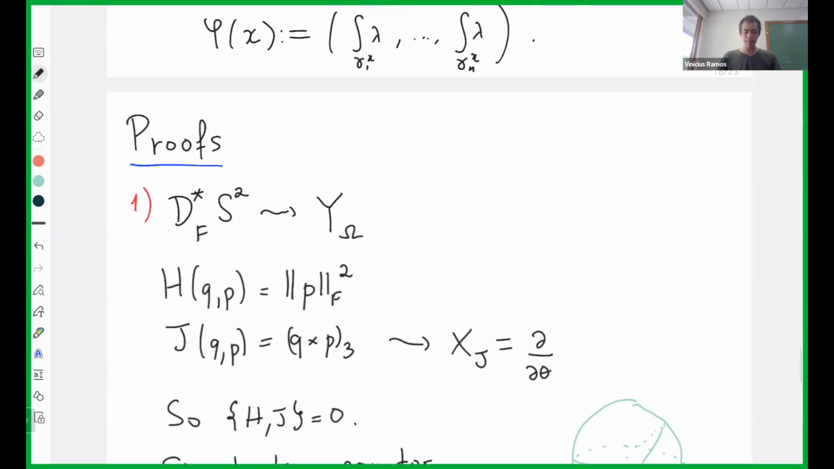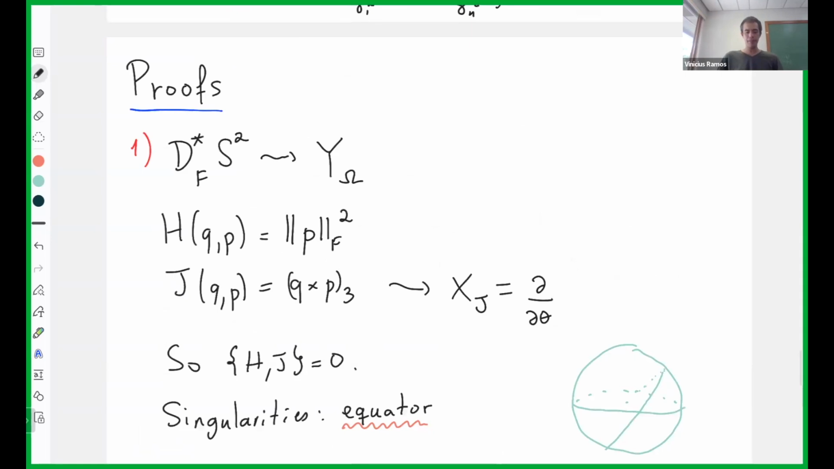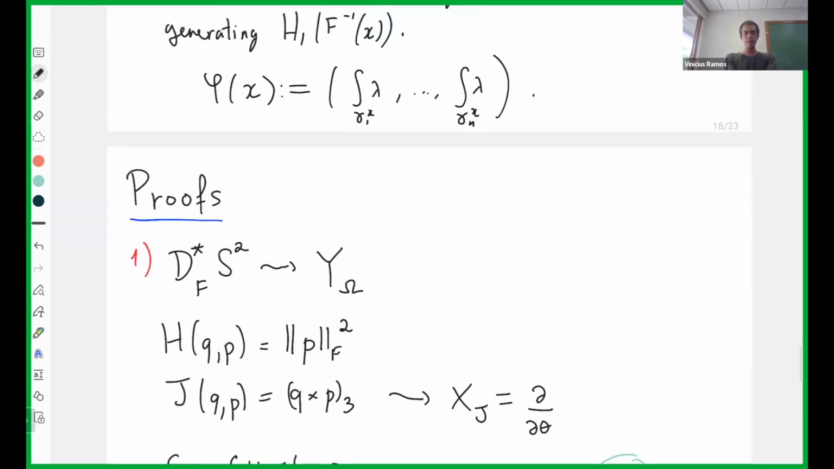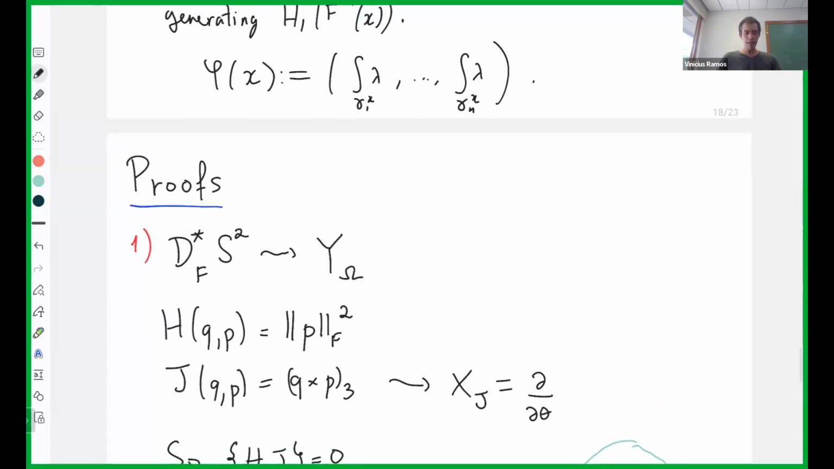So in this case, let's see how we prove this particular case. Let's say we have the disk bundle of a Finsler metric on S2. So how do we get this Y sigma? What we do is we take the two Hamiltonians. This is a 4-dimensional case, so we only need two Hamiltonians. The first one is the Finsler norm of p squared. And then we look at the angular momentum, the third coordinate of the angular momentum.